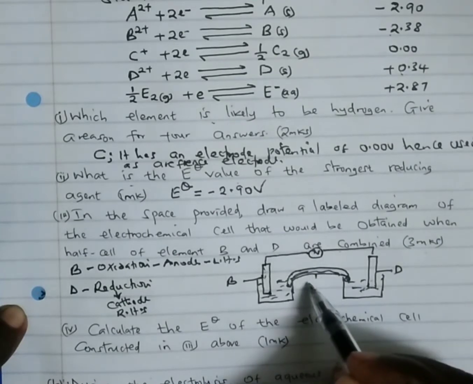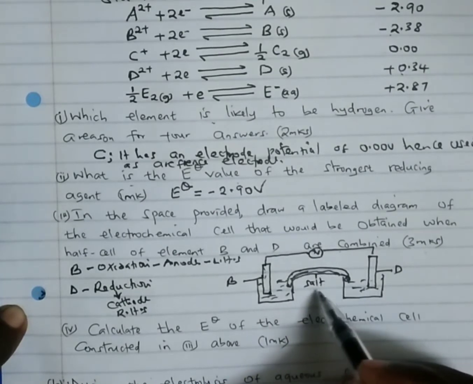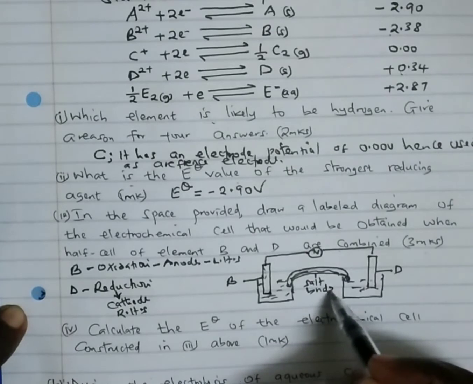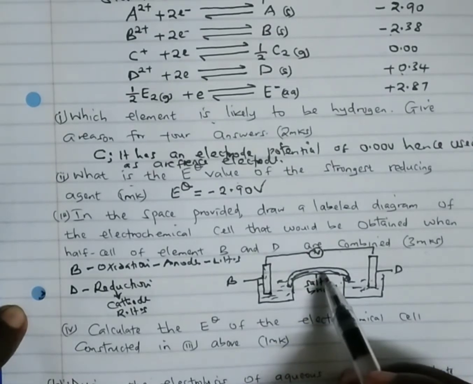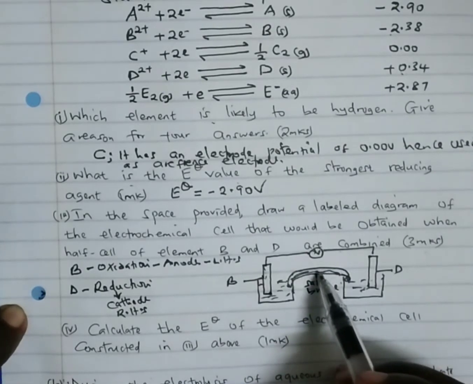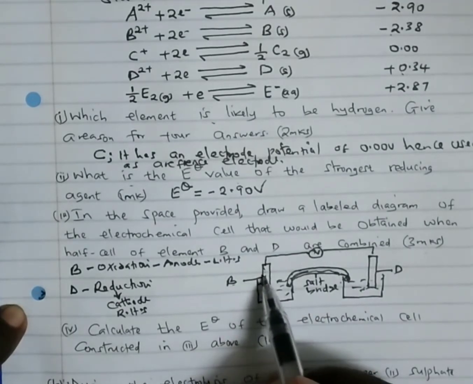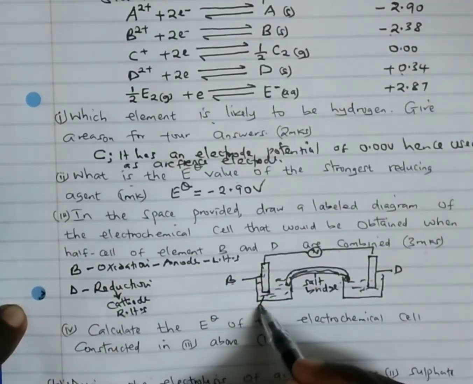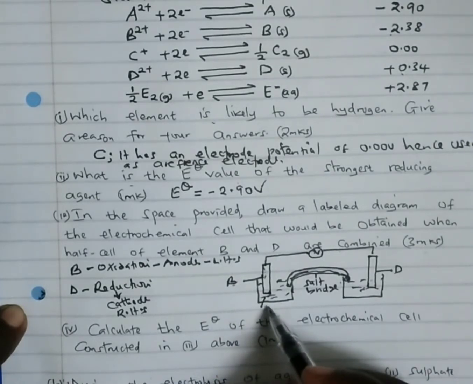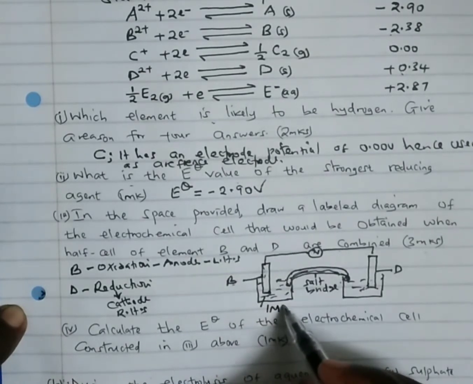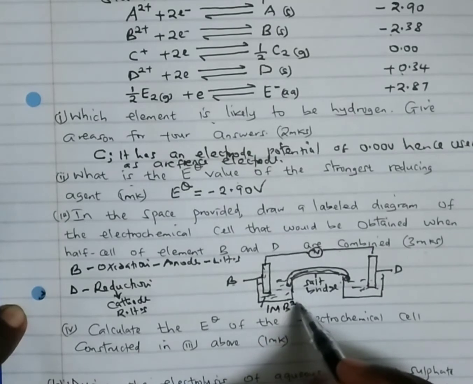This is the salt bridge, possibly made up of a nitrate salt, either potassium nitrate or sodium nitrate. And if this is electrode B, this should be a solution of the ion containing 1 molar of B ions.